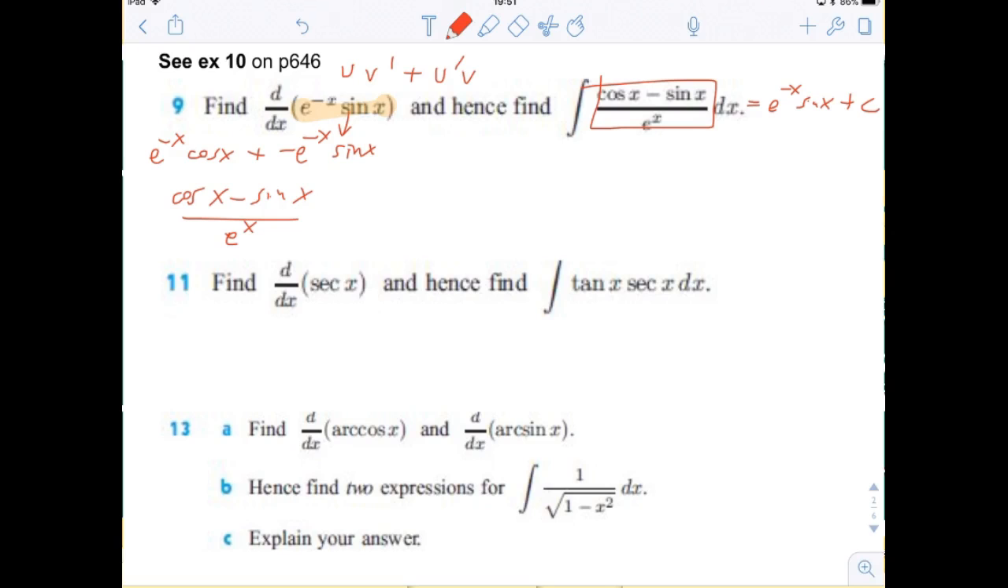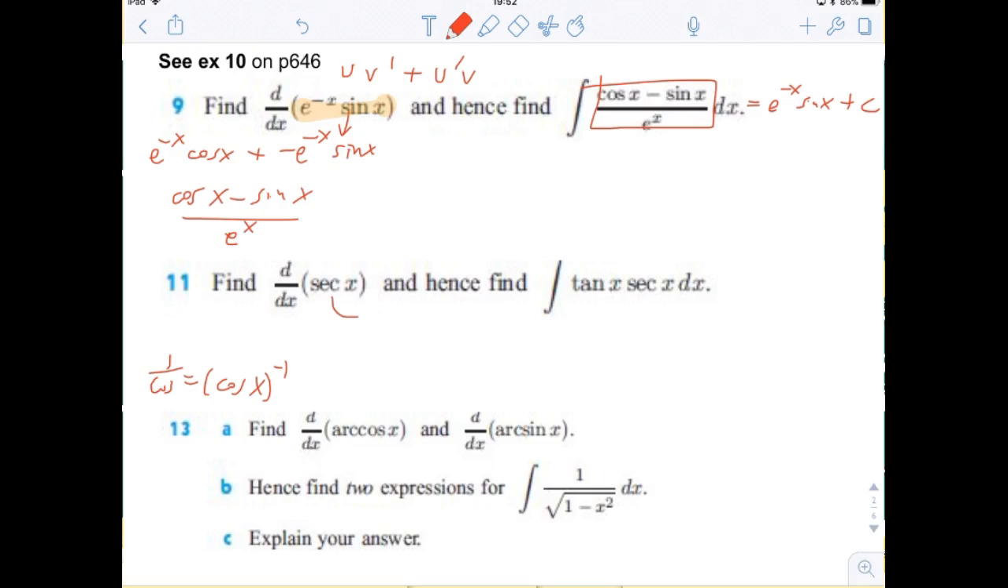Number 11. Find the derivative of secant x and hence find the integral of secant tangent x. And so on the previous page we saw that the derivative of secant is secant tangent, okay? And if you want to do it the long way without using the formula sheet, you could say, okay, the derivative of secant x is actually equal to 1 over cosine, which is equal to cosine of x to the negative 1, and then use the power rule and the chain rule, and then you would end up with this expression here as the derivative.